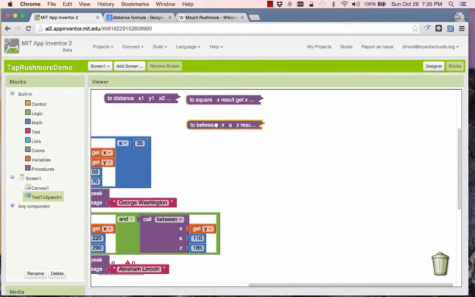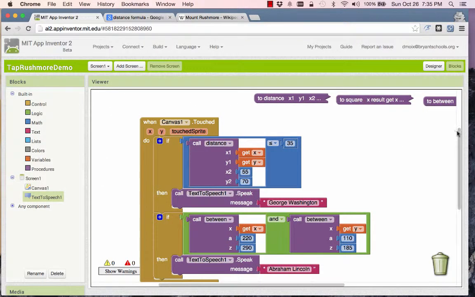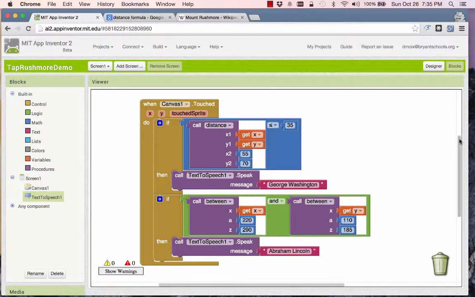And now that we know how to find the distance, we know how to square things, and we know how to find whether a number is between another number. And that simplified life over here a little bit. Now I can clean this up even more by making a procedure to tell if something is a president. And so I could say if, and then call the procedure to find out if this is Abraham Lincoln, or call the procedure to find out if it's George Washington.